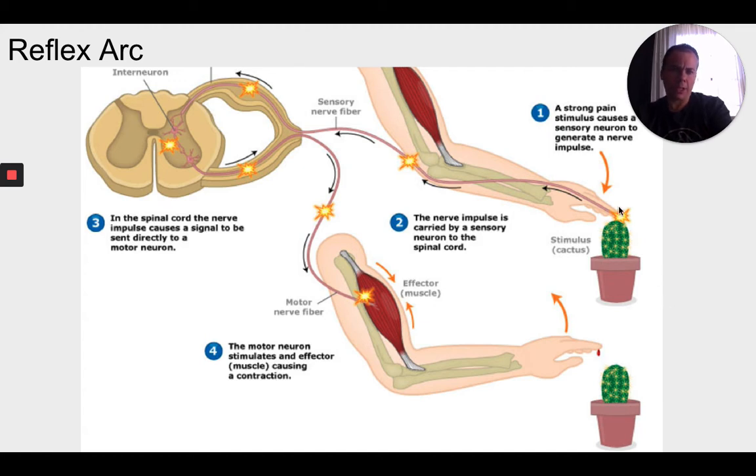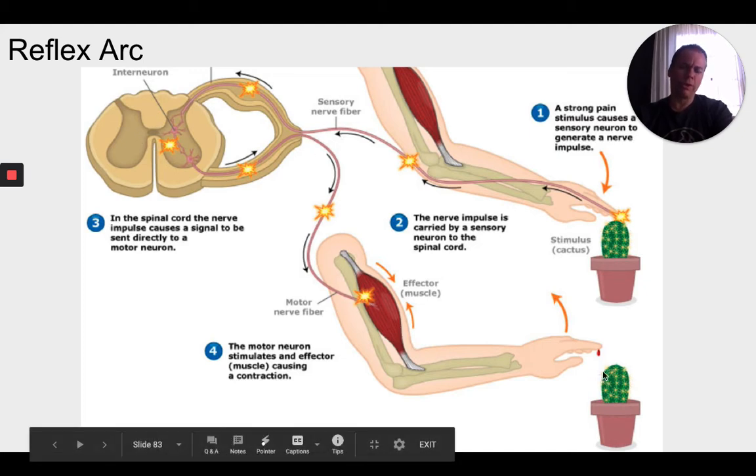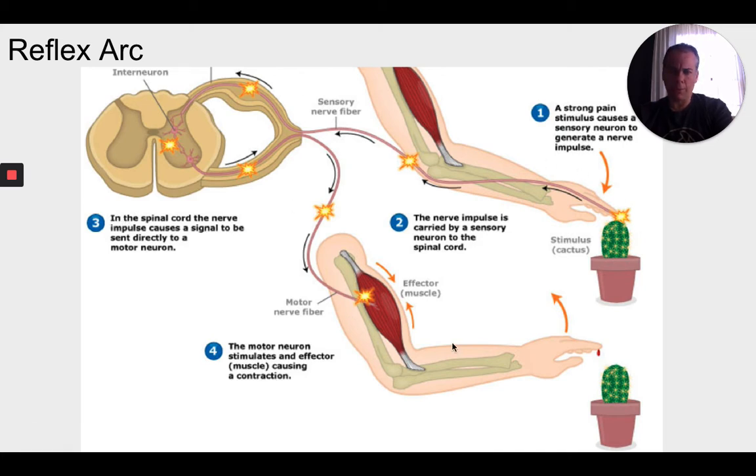And again, that's a protective reflex. If instead this information had to go all the way up to the brain, be processed, and then the brain had to send a signal to the muscles to move the hand, that would obviously result in more damage. So the quicker that can happen, the more protective it is. And so we have these reflex arcs, where the information goes into the spinal cord and right back out to an effector.